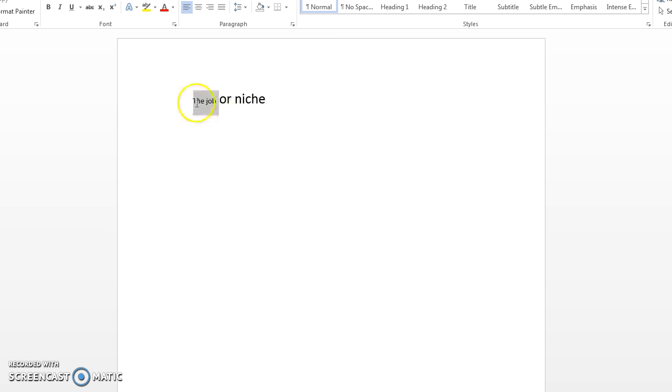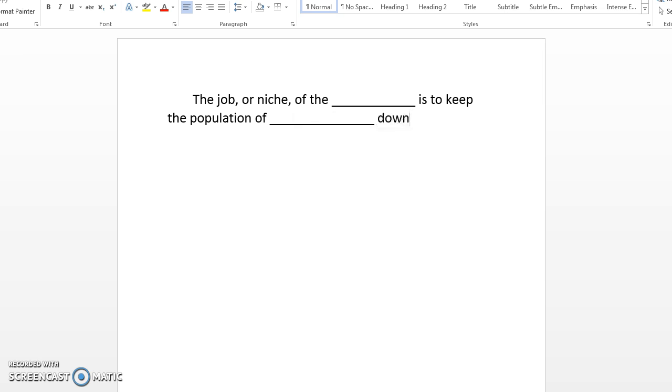You're kind of giving your reader context clues, like the social studies book always gives you context clues, and you want to put a comma in between to separate the definition. The job or niche of the, and type your animal's name, is to keep the population of something down and to be the food source for blank. So this is your introduction paragraph if your animal is in the middle of a food chain. Okay?